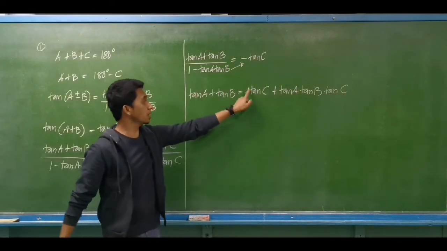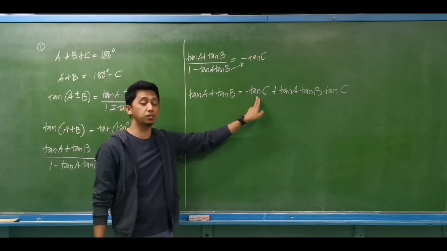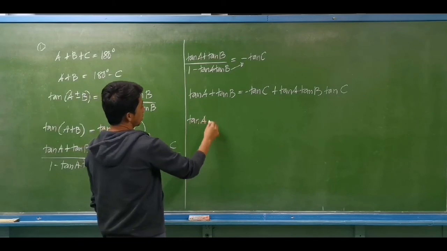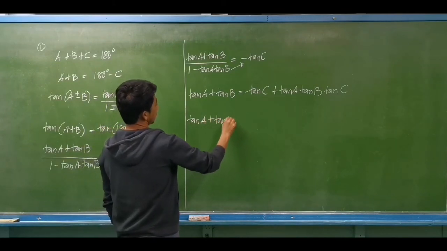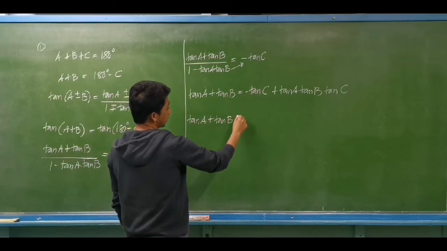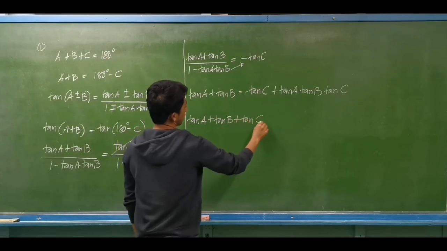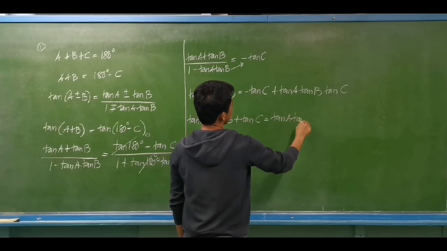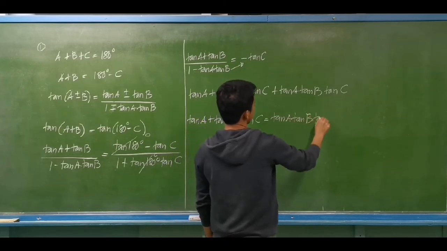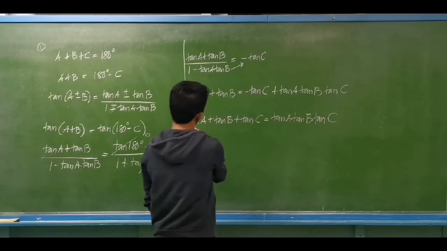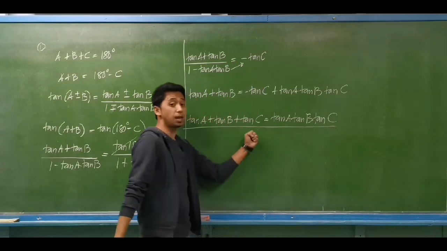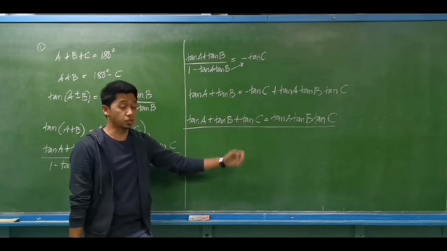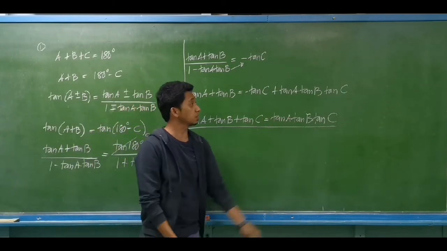Ayan. Then, gawin ko lang dito, i-transpose ko yung negative tangent C sa kabila. That is, the tangent of angle A plus the tangent of angle B, transpose, magiging positive tangent of angle C is equal to tangent A, tangent angle B, then tangent of angle C. So, which means equal lang daw sila. Tangent A plus tangent B plus tangent C is equal to tangent A, tangent B, tangent C.